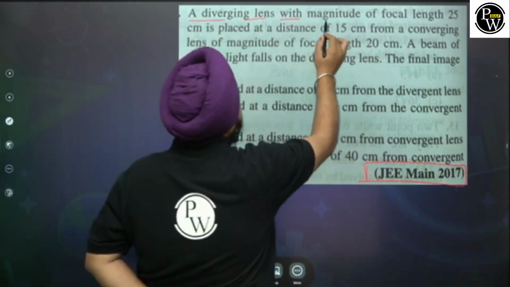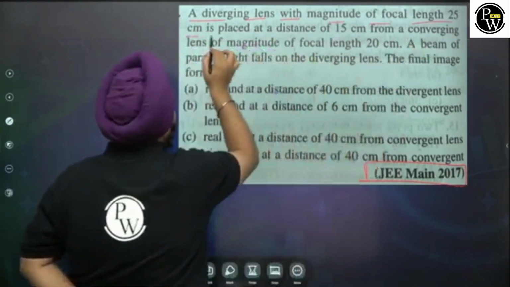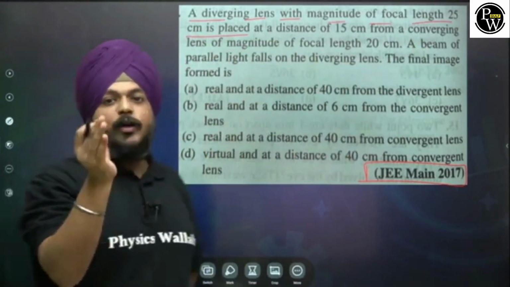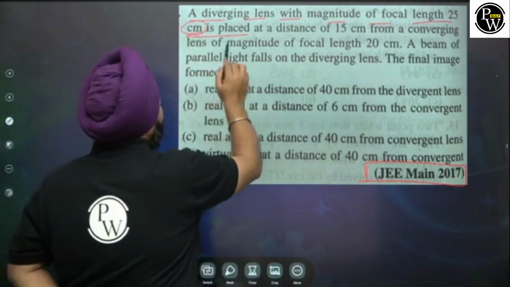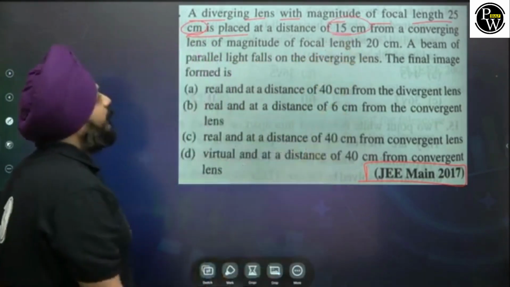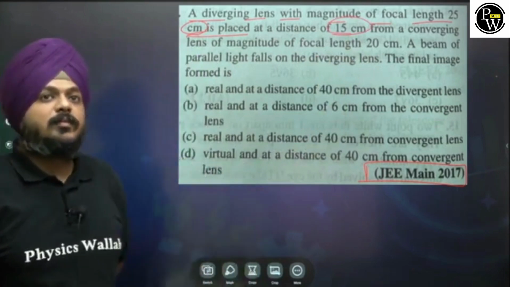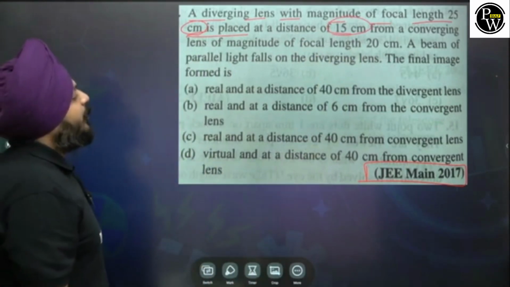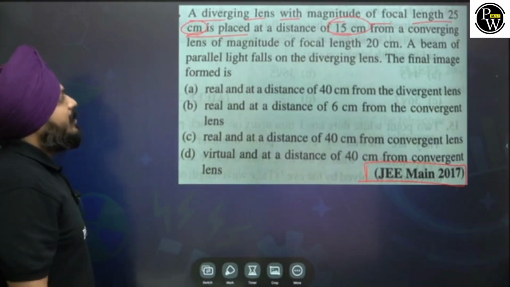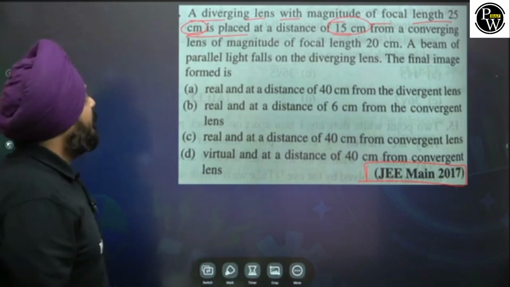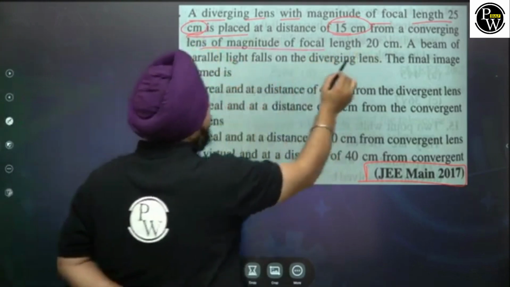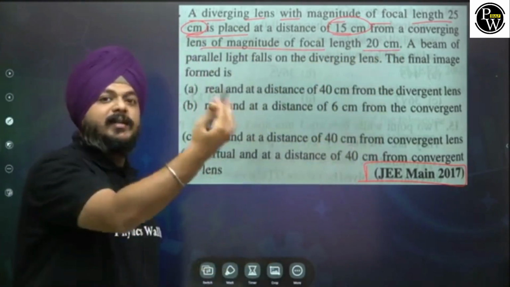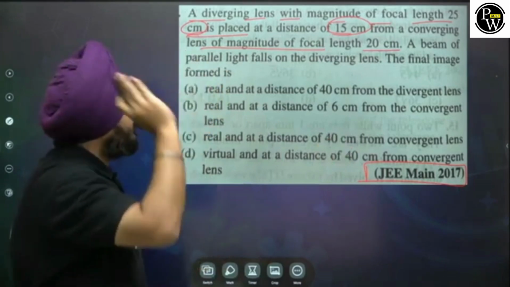A diverging lens with the magnitude of the focal length 25 centimeter is placed at a distance of 15 centimeter from the converging lens. We are discussing two types of lenses. One has a focal length of 25 centimeter, the second has a focal length of 20 centimeter. The distance between the diverging and the converging lens is 15 centimeter.